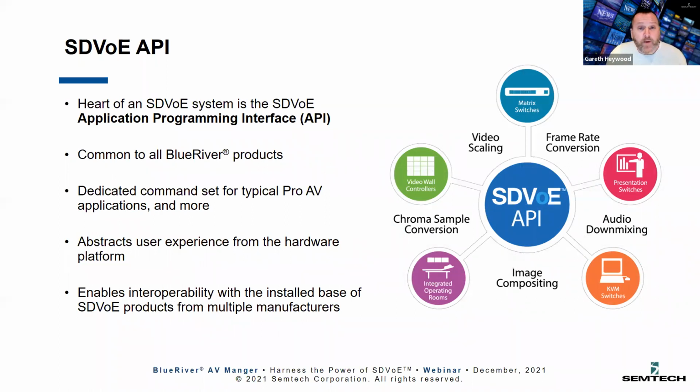The SDVOE API, which is common to all blueriver powered products. The API provides a dedicated command set for a wide range of typical proAV applications, and it abstracts the user experience from the hardware platform itself. This common API approach ensures interoperability with the installed base of SDVOE products out there across multiple manufacturers and brands, giving end users much more flexibility and more choice, of course.